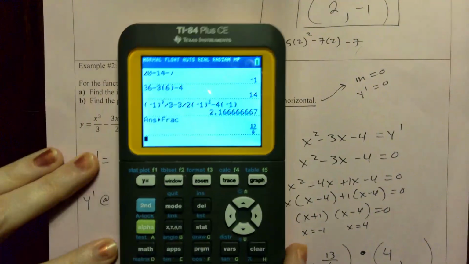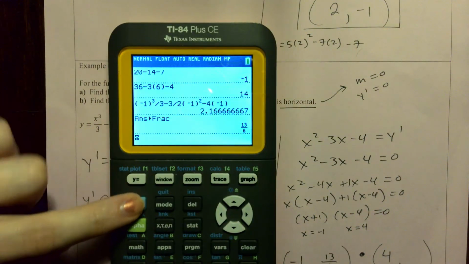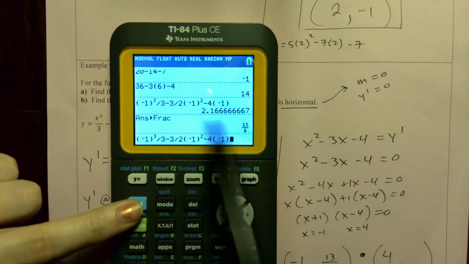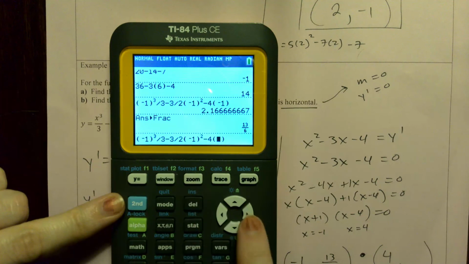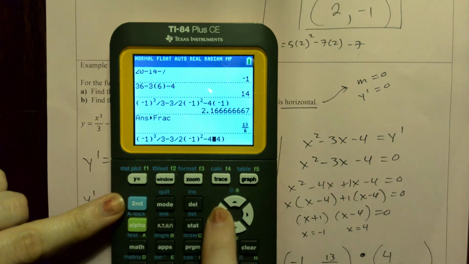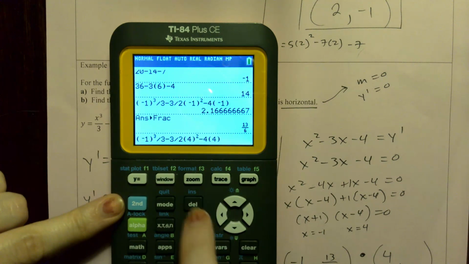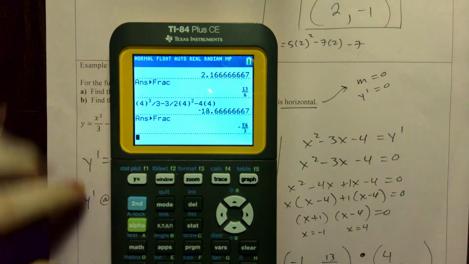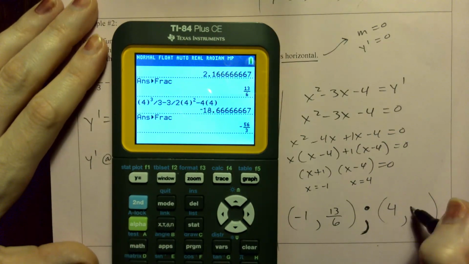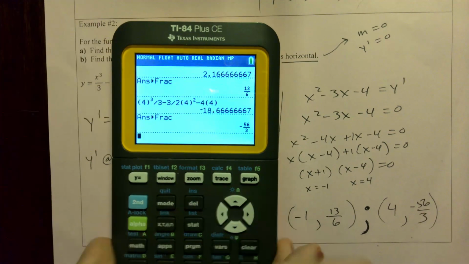Oh, you know what? And I mean, you could do this differently than me. If I go second enter, this will come up, the expression that I plugged the -1 into, and I'm going to go back. I'm going to delete the negative sign, and I'm going to type a 4 on top of the 1. Math, enter, enter. Negative 56/3.